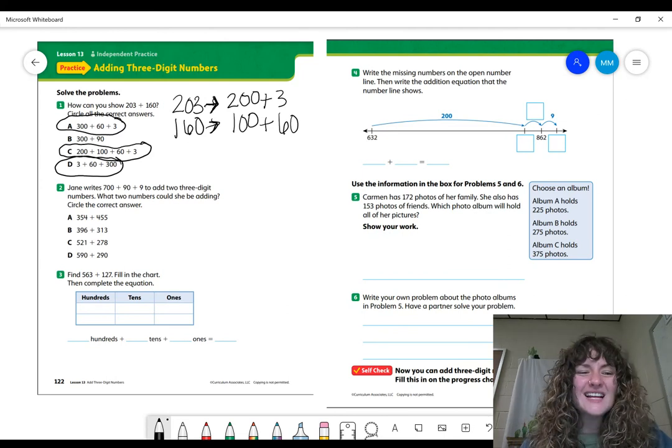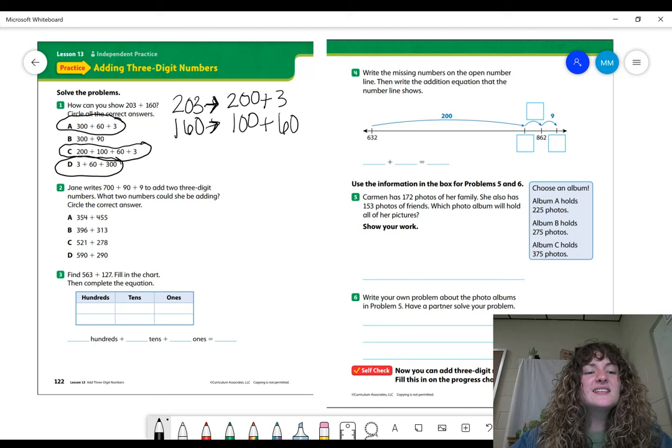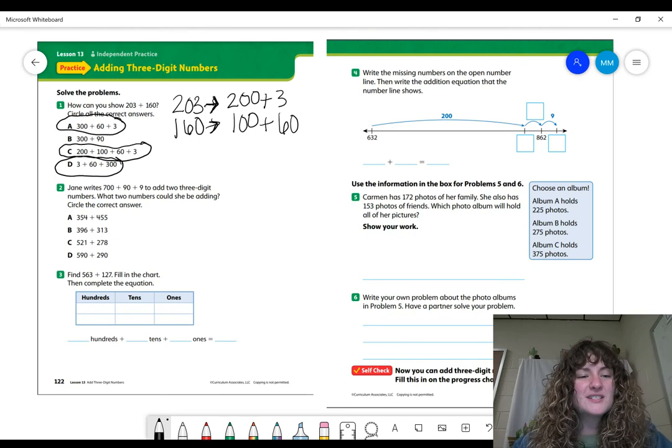All right, let's go to number 2. It says Jane writes 700 plus 90 plus 9 to add 2 three-digit numbers. What 2 numbers could she be adding? Circle the correct answer. All right, so Jane writes 700 plus 90 plus 9 to add 2 three-digit numbers. What numbers could she be adding?